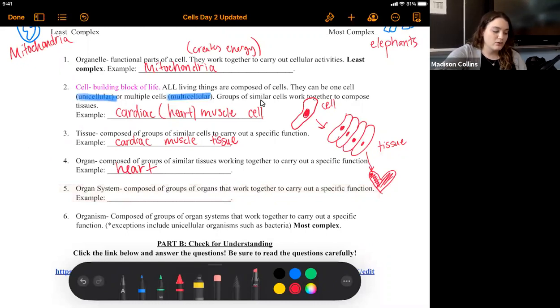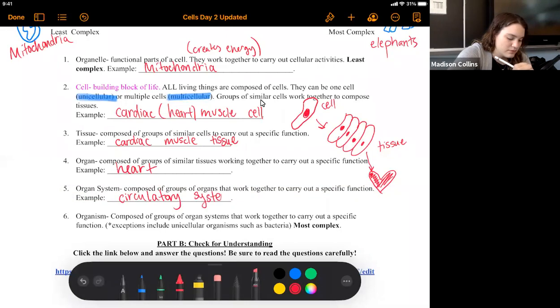Okay, next up we've got organ systems. So organs build up organ systems. Organ systems are composed of groups of organs that work together to once again carry out a specific function. So the organ system that's made up of the heart is going to be called the circulatory system. Now we have many organ systems in our body. We've got our nervous system, we've got our digestive system. We're going to learn about those systems together. And finally, last but not least, our most complex level of organization is an organism.